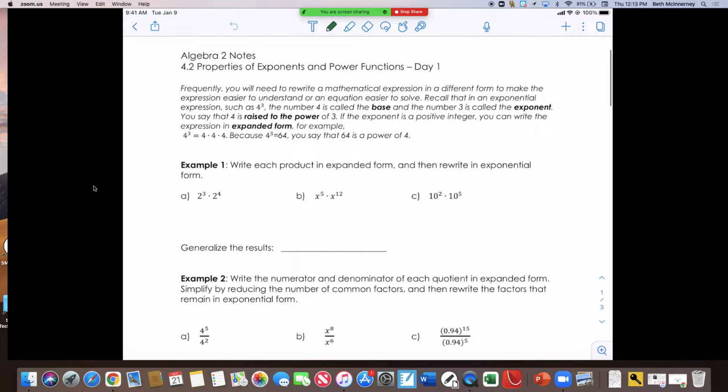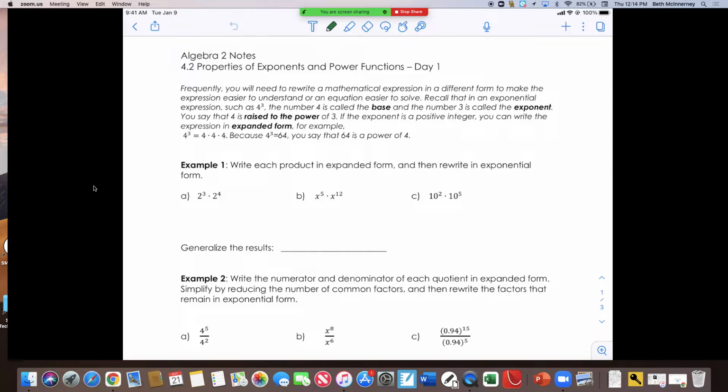All right, recall that in an exponential expression such as 4 cubed, the number 4 is called the base, and 3 is called the exponent. You would say that's 4 raised to the power of 3. If the exponent is positive, you can write it in expanded form. 4 cubed would be 4 times 4 times 4, and that would be 64.